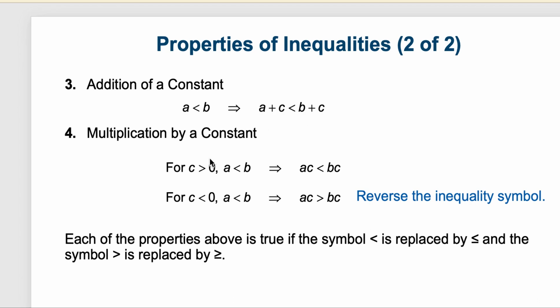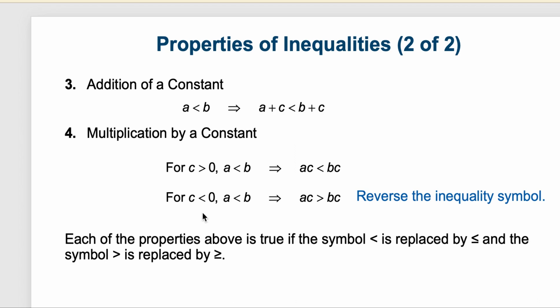Now the last property is multiplication by a constant. So if you are multiplying by a constant and the constant is greater than 0, then your inequality will be the same. So AC is less than BC.